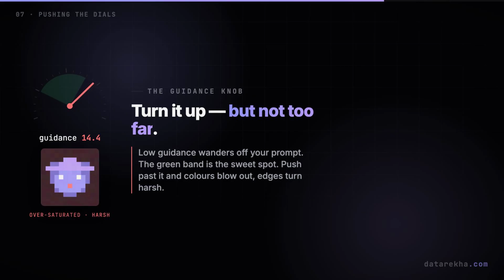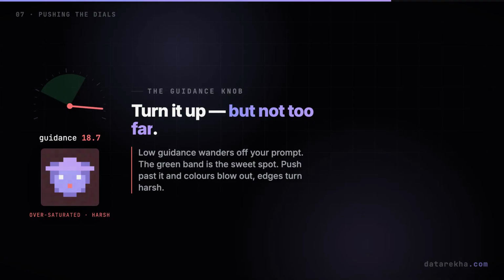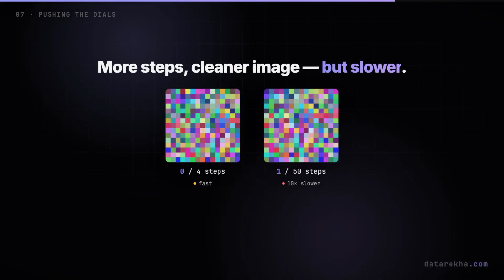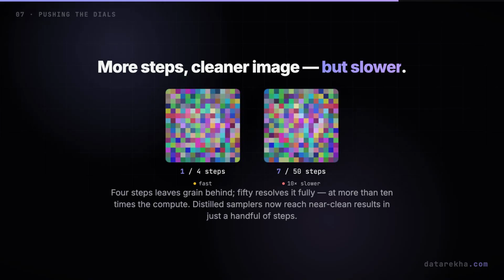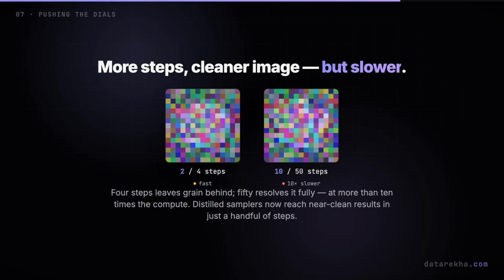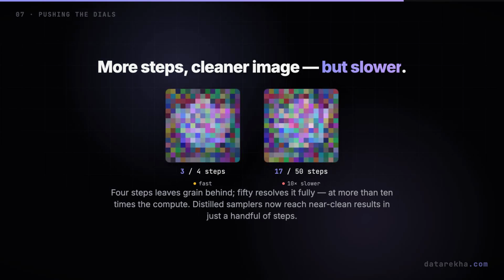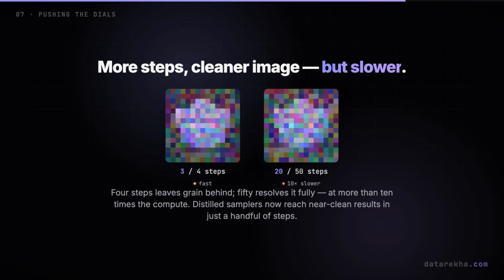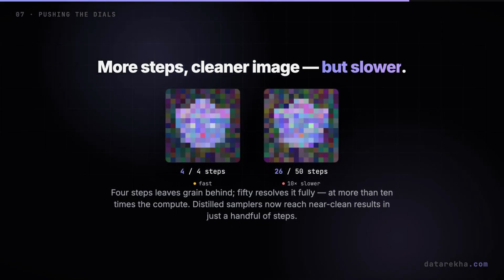The colors blow out, skin goes plastic, edges turn brittle and harsh. Higher is not better. The whole skill is finding that band where the picture obeys your words without tearing itself apart. The second dial is the number of denoising steps, and it trades quality against time. On the left, 4 steps, fast. But you can still see grain the model never finished clearing. On the right, 50 steps, clean and smooth. And yet it cost more than 10 times the compute for that last bit of polish.